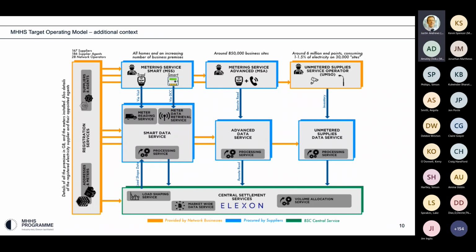Okay, next question, please. Has it been considered how the load shape service will deal with new connections where they are initially energized but the comms do not work, so no historic data? The load shaping service doesn't have to worry about that. It only has to worry about any actual data that it's received.